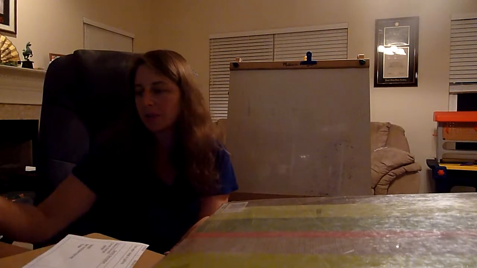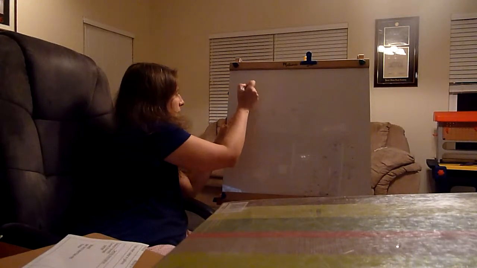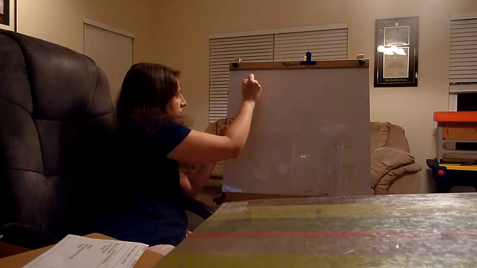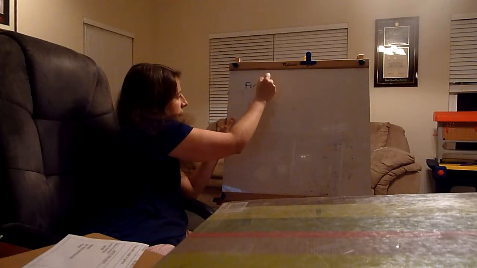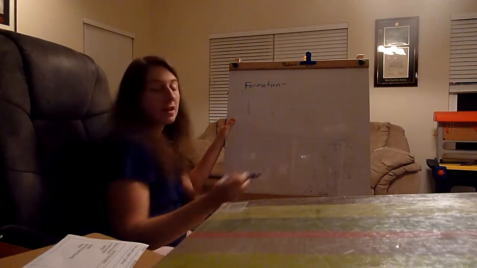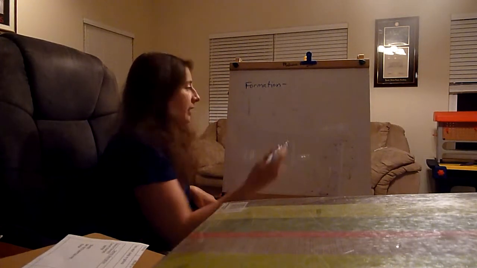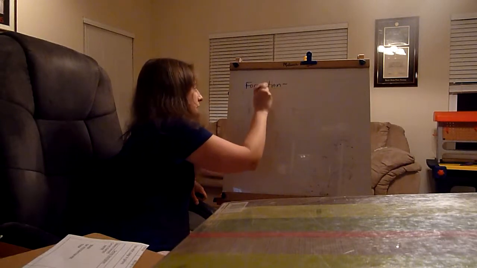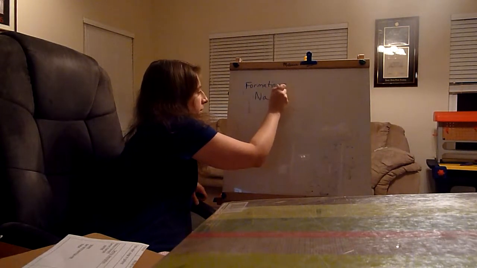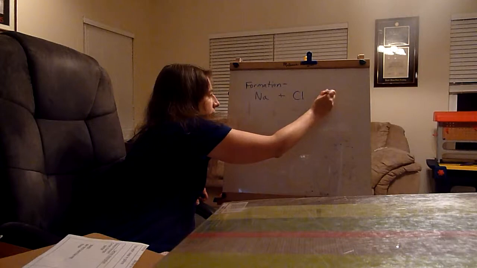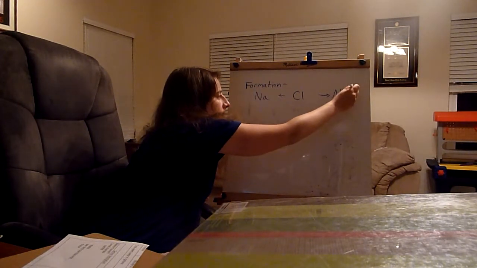So, anyhow, today let's review what we did last week. Last week we talked about three major types of chemical equation. So you could have a formation reaction, and that is when you would take elements and form a compound. You could take sodium plus chlorine and form sodium chloride.